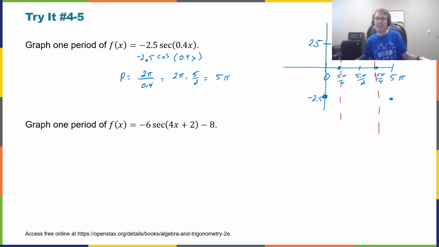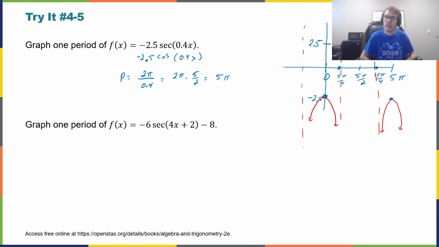Okay, asymptotes there, and then when I have a maximum of my cosine, that is a minimum for my secant. Now if I have a minimum of my cosine, that is a maximum for my secant, and same thing on this other side. I have a trough for my cosine, so that's a maximum of my secant. And there's my graph. That's actually more than one period. I drew a little extra there, but that is at least one period of that.